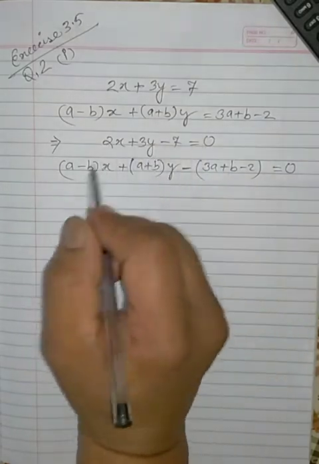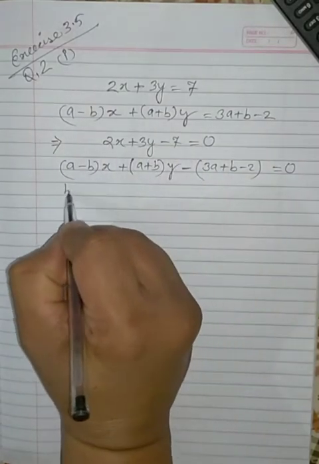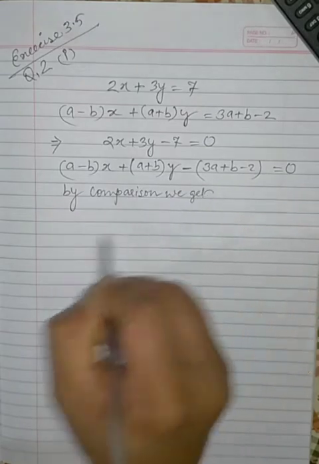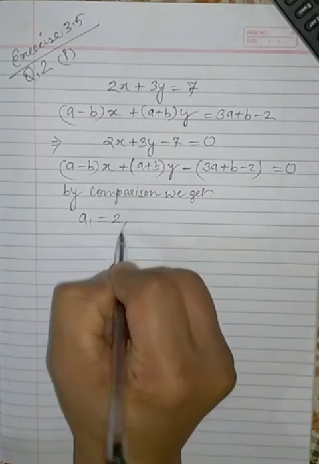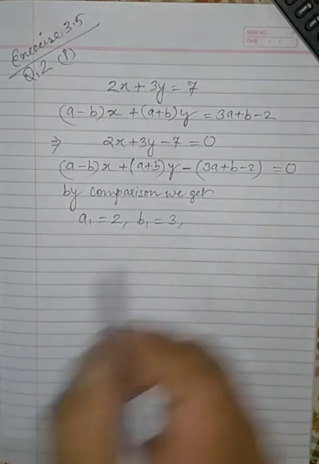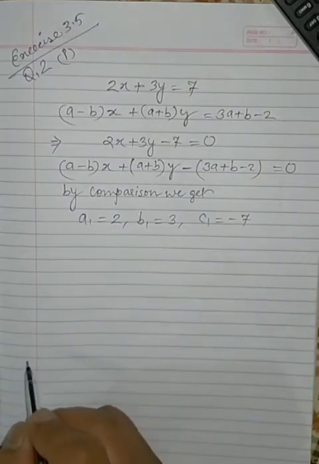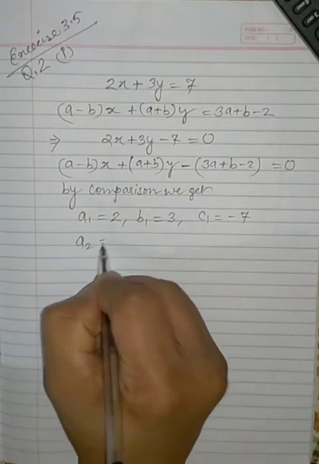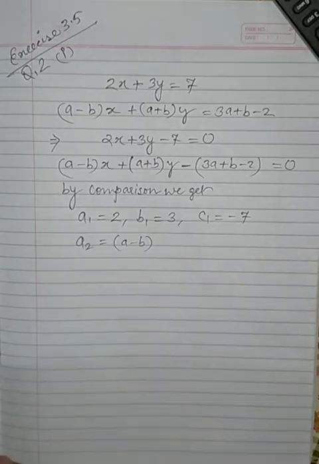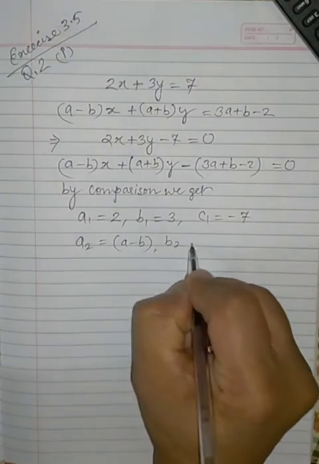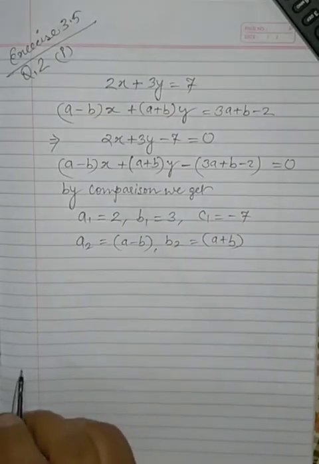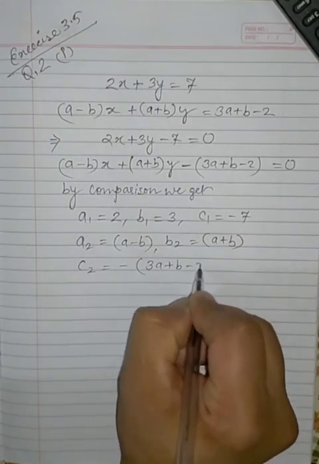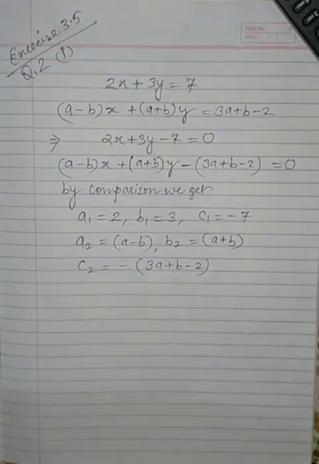Now if we compare both the equations in the standard form, by comparison we get a1 is equal to 2, b1 is equal to 3, c1 is equal to minus 7, a2 is equal to a minus b, b2 is equal to a plus b, and c2 is equal to minus (3a plus b minus 2). Okay.